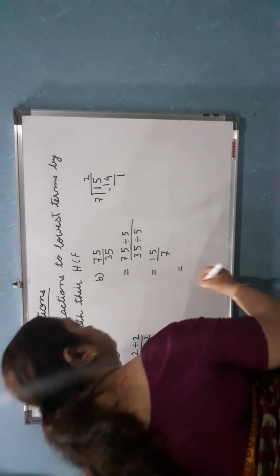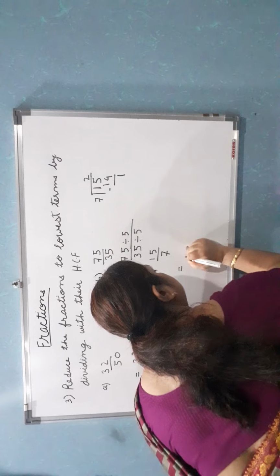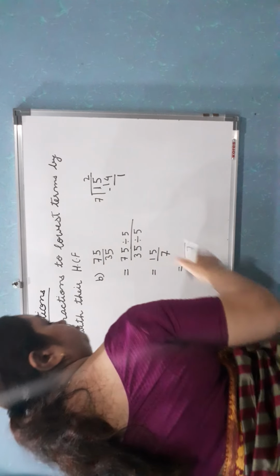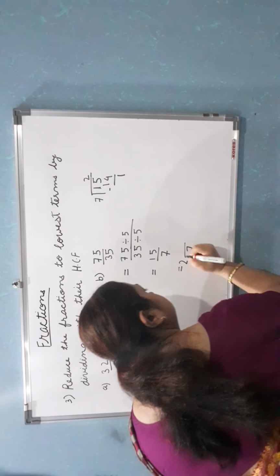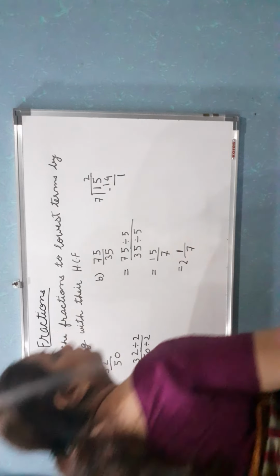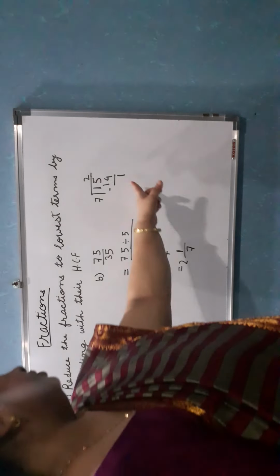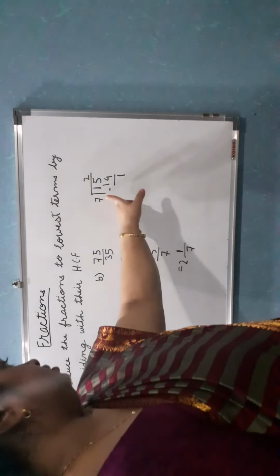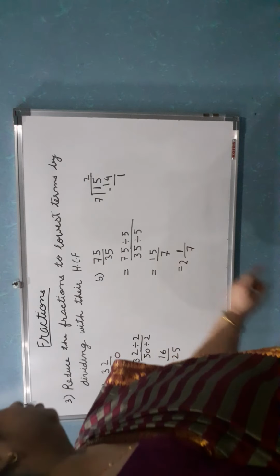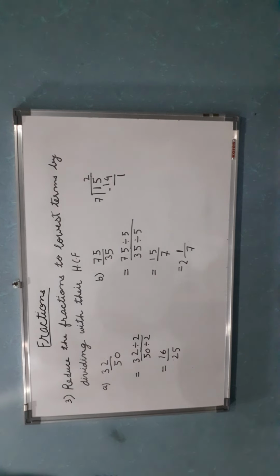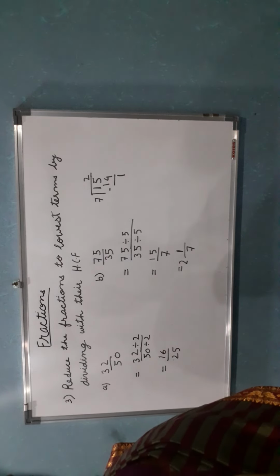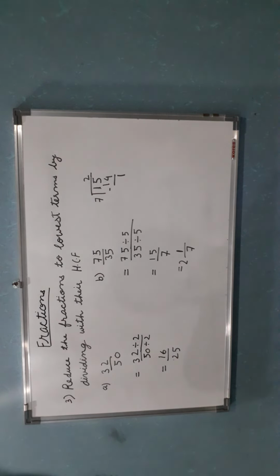So what is the whole number? Quotient is the whole number. Remainder will be the numerator and divisor will be the denominator. So you can reduce the fractions into lowest terms by HCF.